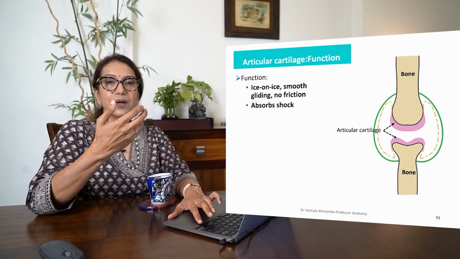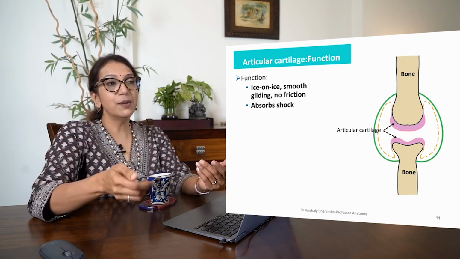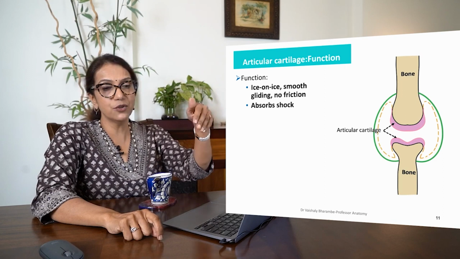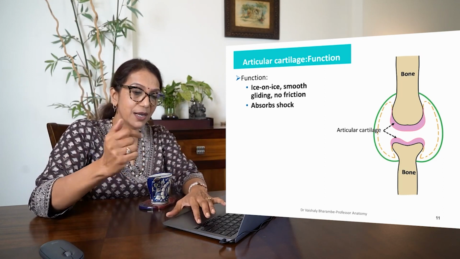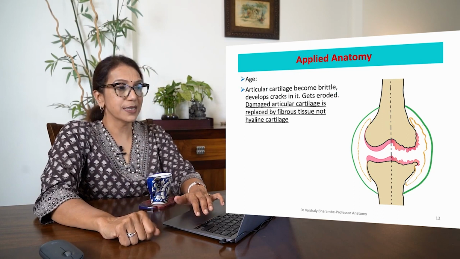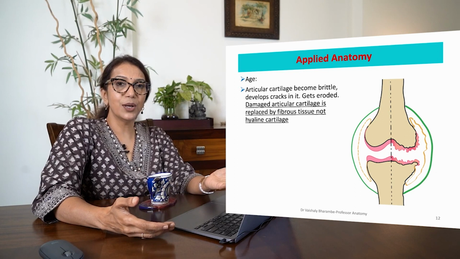They absorb shock. Okay, when you jump from a height, you are so silly, so am I. Sometimes we take a jump from a height and fall down. When we fall, who is absorbing the shock? The articular cartilage, right? But as you age, so does your articular cartilage.